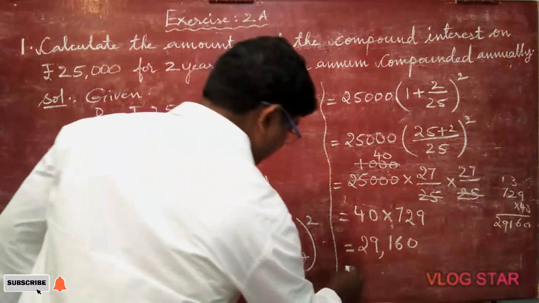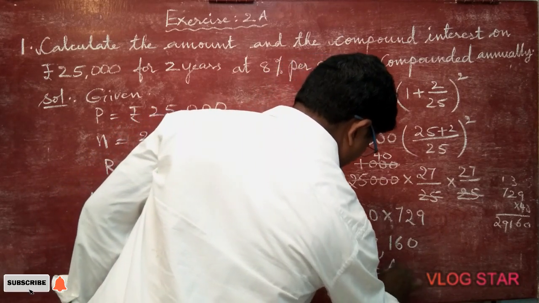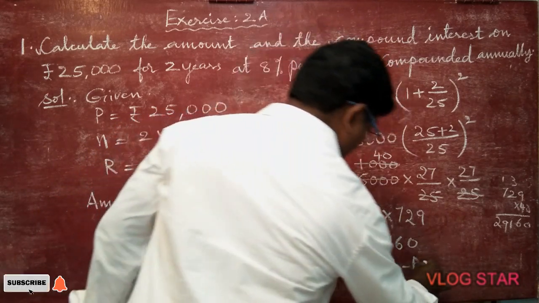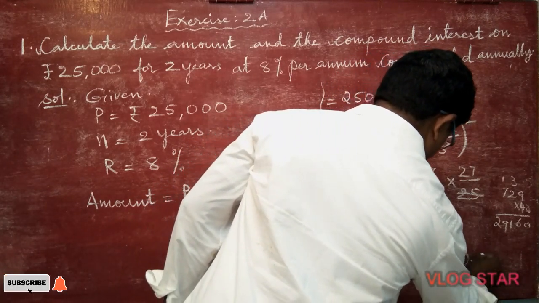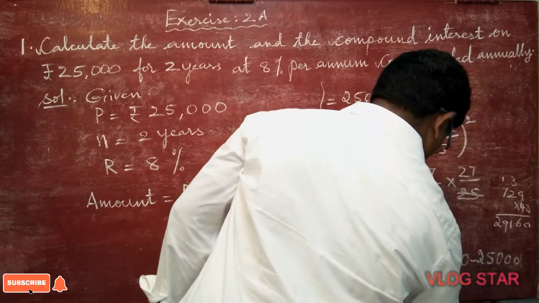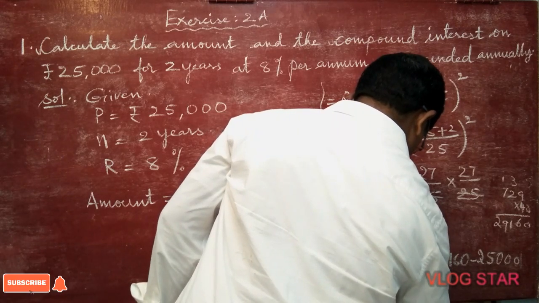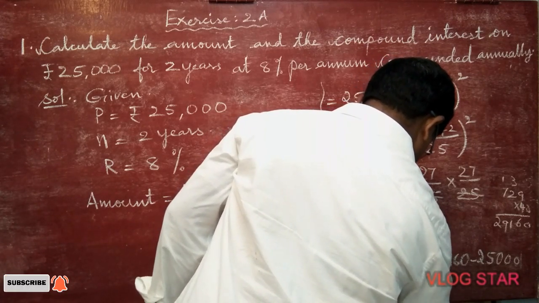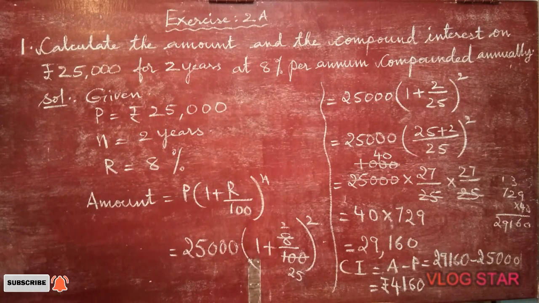Now they are asking to find compound interest. The formula is amount minus principal. So 29,160 minus 25,000. How much will you get? 4,160. If you subtract, that is the answer.